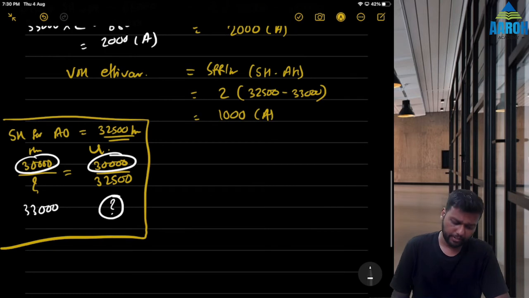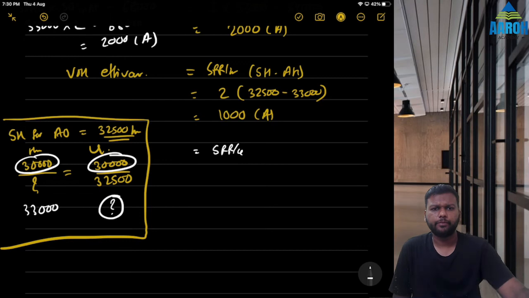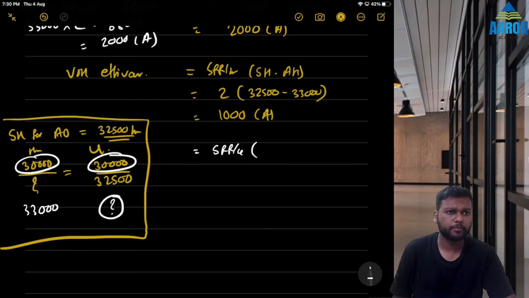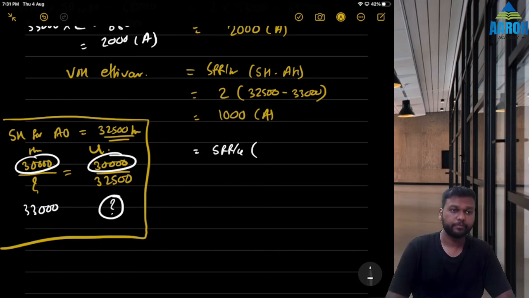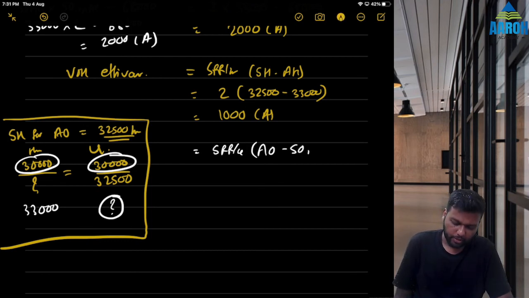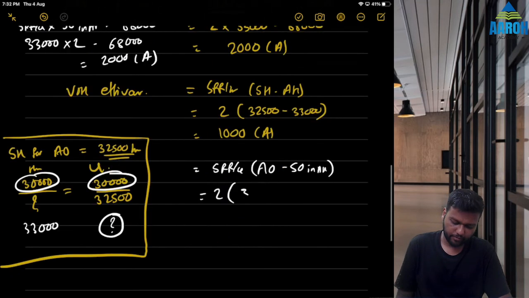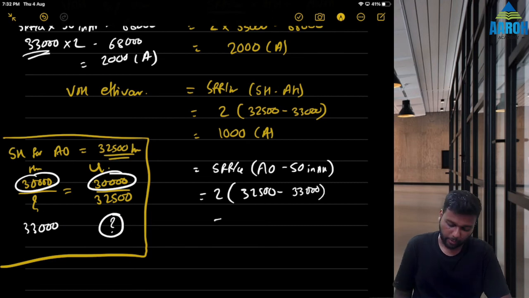And last, efficiency: SRR per unit into, just a second, yeah. Standard hours will become actual output, and actual hours will become standard output in actual hours. So let's calculate: 2 into actual output, which was 32,500, minus standard output in actual hours, which is 33,000. We just calculated that here, right? So the answer is going to be the same, 1,000 adverse.